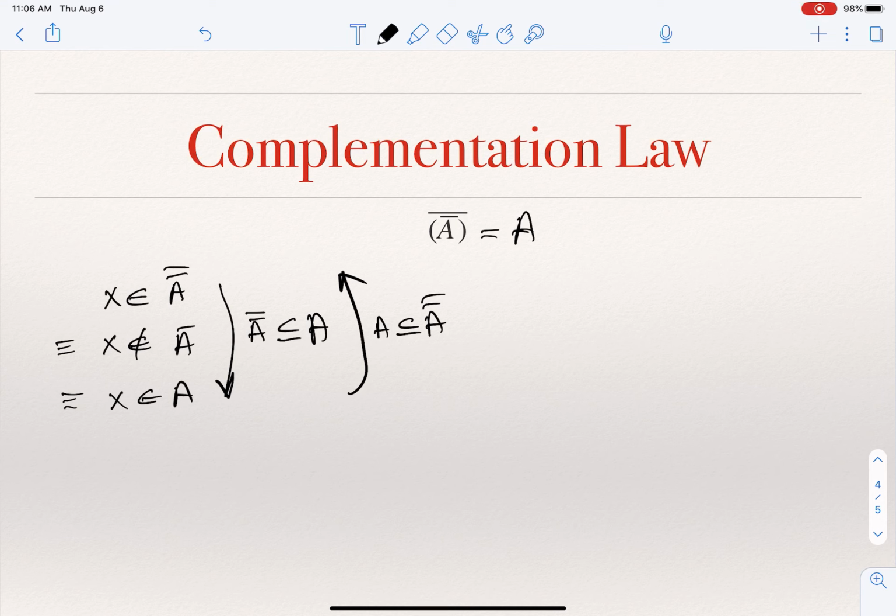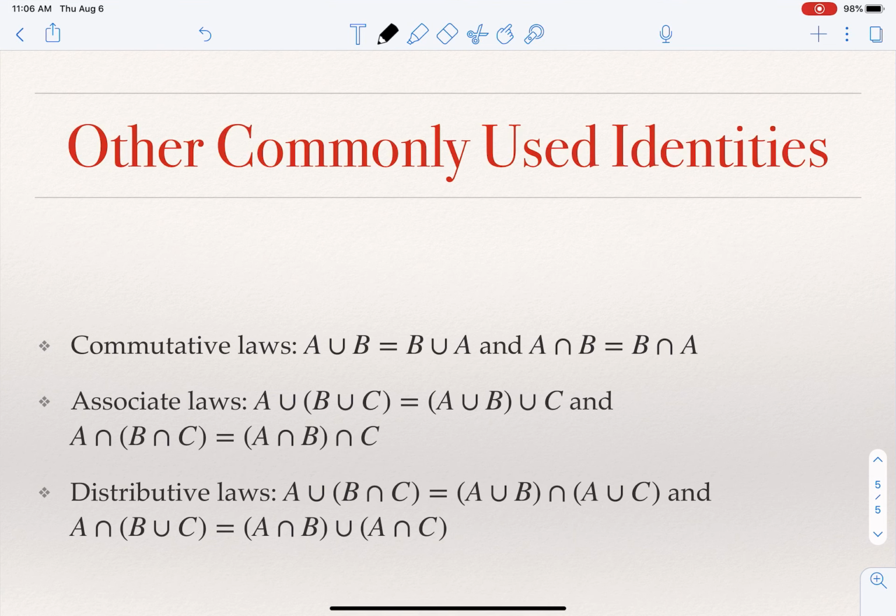And we have so many identities, and we can come up with identities and prove them. But some of the identities that are useful and that we use in general, one is the commutative law, that you can swap A and B in the union. So A union B and B union A are the same. Same thing with intersection.